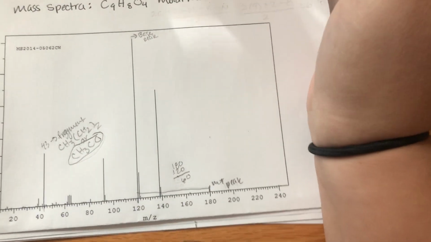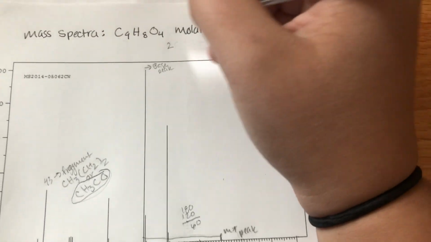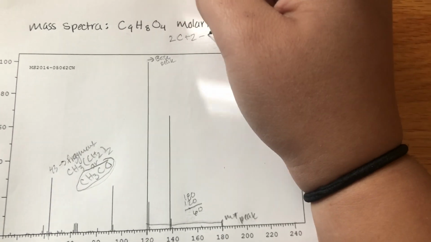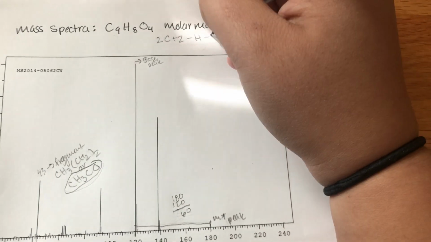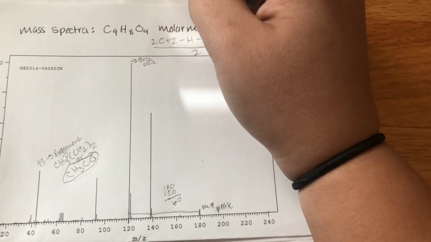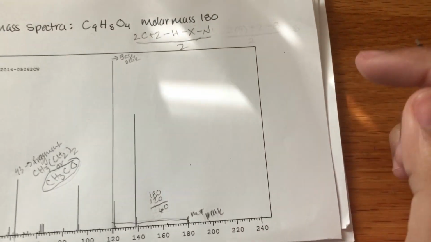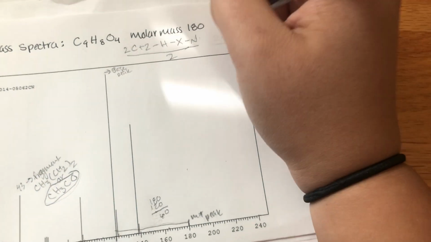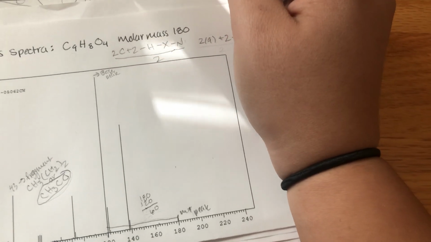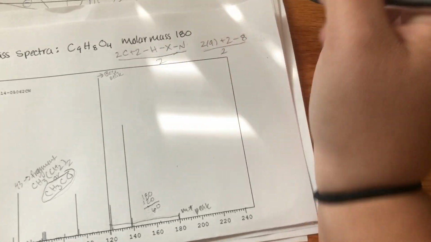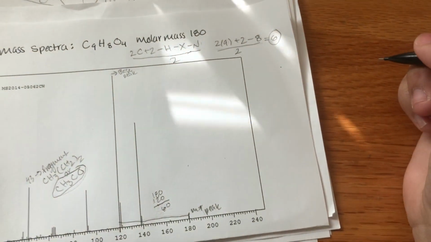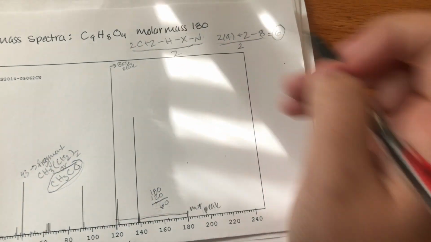Now, one more thing we have to do, the degrees of unsaturation, which is 2 times the carbons that we have, plus 2 minus the number of hydrogens that we have, minus the number of any halogens, and minus the number of any nitrogens, all over 2. Now, since we don't have any halogens or nitrogens, we don't have to worry about that. So we're just going to have 2 times 9 plus 2 minus 8 over 2, which is equal to 6. And this number means the number of rings plus the number of double bonds will equal 6.